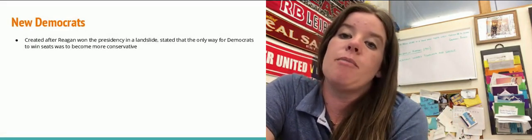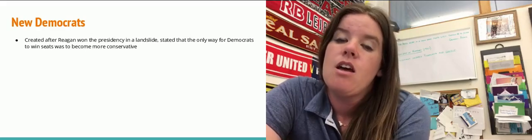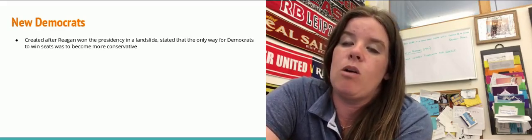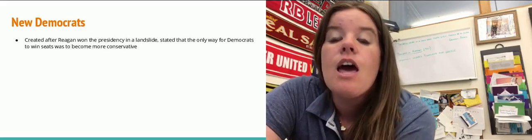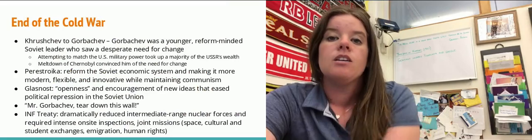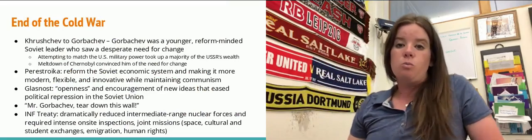Now, the new Democrats are going to be created right after Reagan. Basically, they said that the only way for Democrats to win is to become more conservative. And a great example of this is going to be Bill Clinton. He's going to be kind of the stereotypical conservative Democrat that you would have wanted. Bernie Sanders would be considered more of a liberal Democrat, or Hillary Clinton would be a conservative Democrat, things like that. So we're now going to end the Cold War.